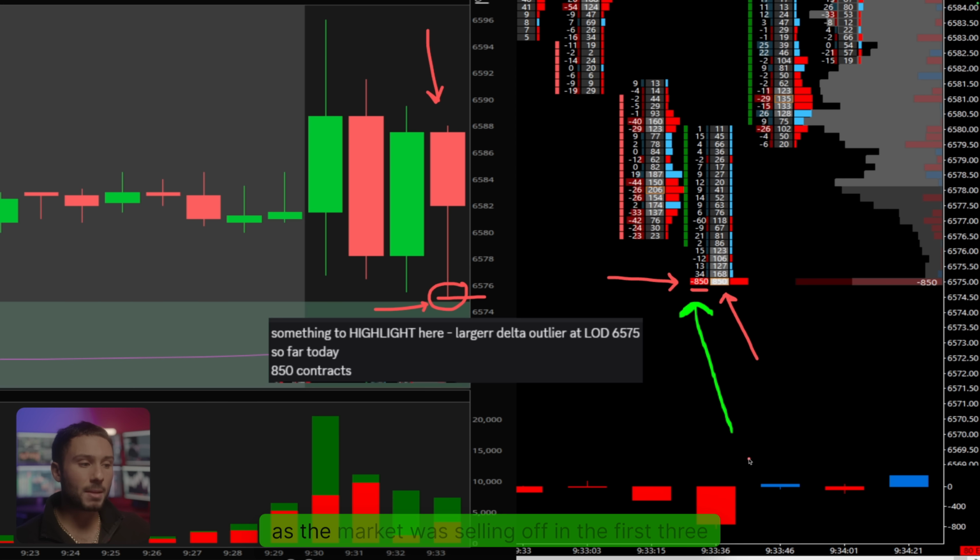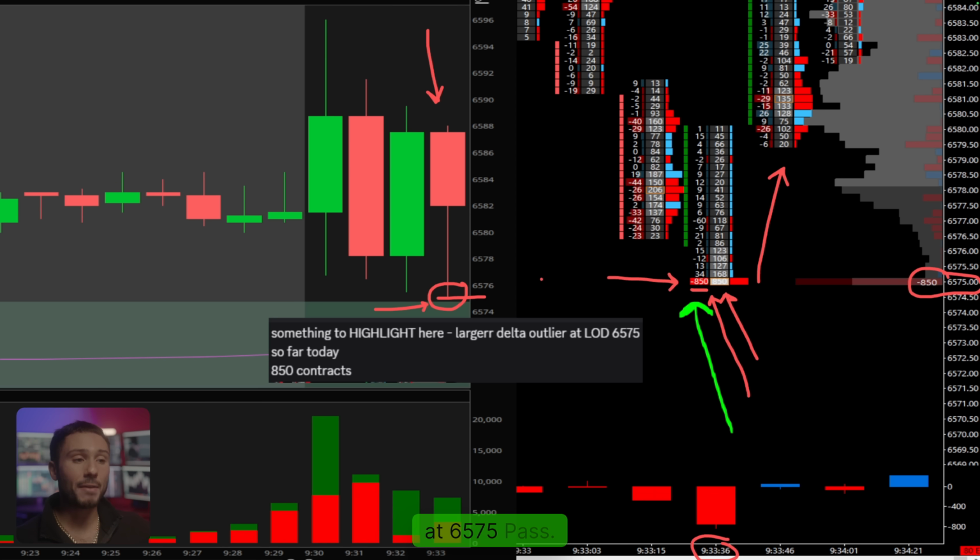So basically, as the market was selling off in the first 3 minutes, we see 850 contracts hit the bid, which indicates aggressive selling hitting a passive buyer. The reaction after this is the market begins to rally. So this to me sounds like a passive buyer sitting at 65.75 because of the reaction in the market. We call this a delta outlier.